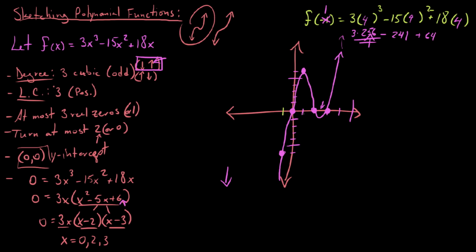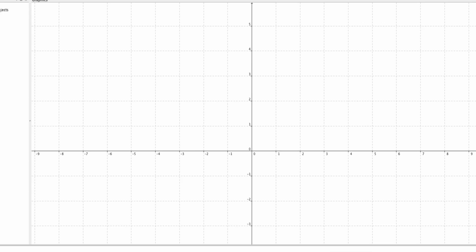And of course, if we had a calculator, we could supplement this. Just to show you how good of a sketch we got, I'm going to kick it over to GeoGebra real quick and plug this function in. We had 3x to the 4th minus 15x to the 3rd plus 18x. And I see I've typed this in properly here.